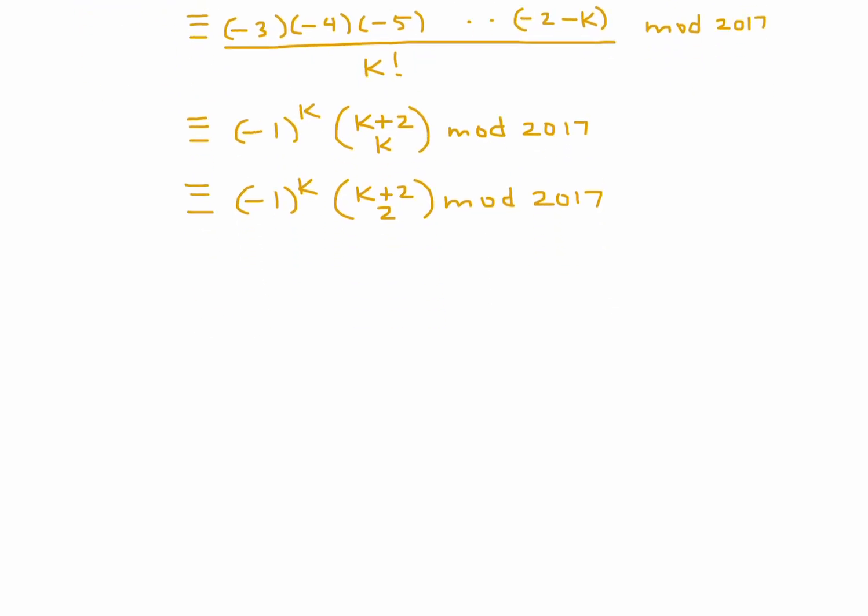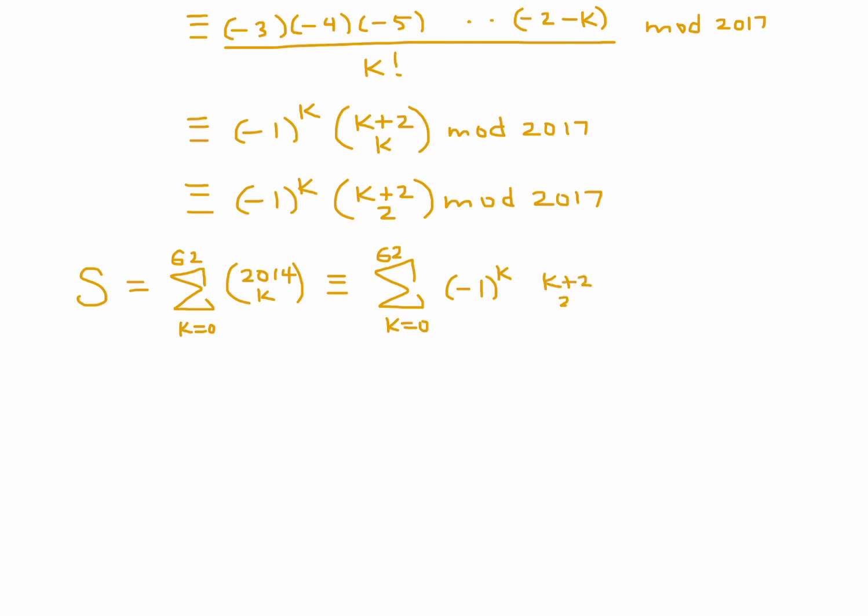Now at this point, we go and look at what they gave us in the question, that it's the sum from k equals 0 to 62 of 2014 choose k. Now that we can write in this form that we have created, it's basically going to be the equivalent of the summation from k equals 0 to 62 of (-1)^k times (k+2 choose 2), mod 2017.